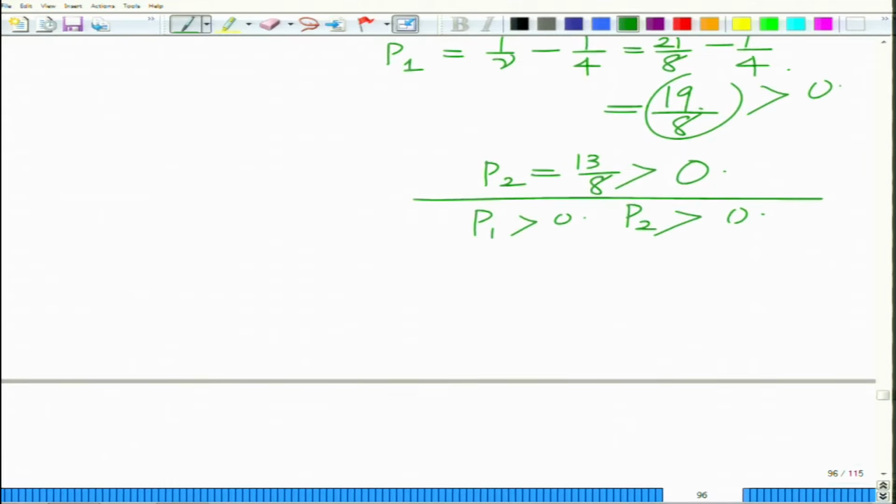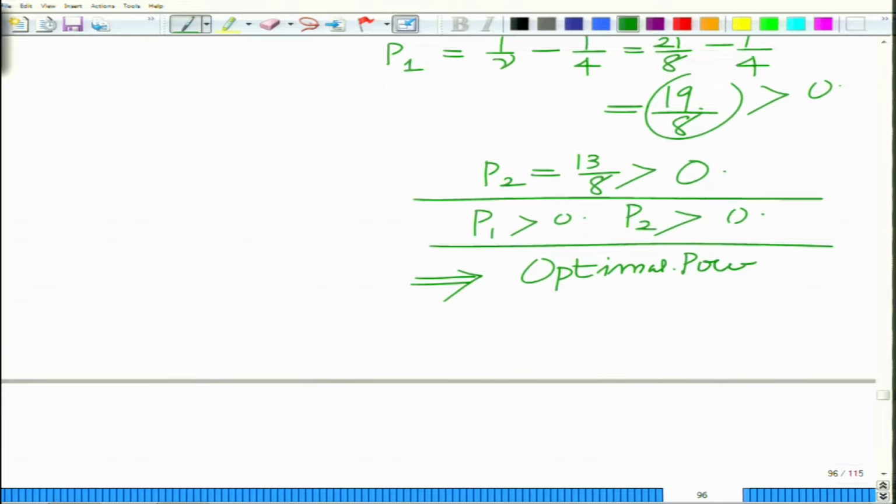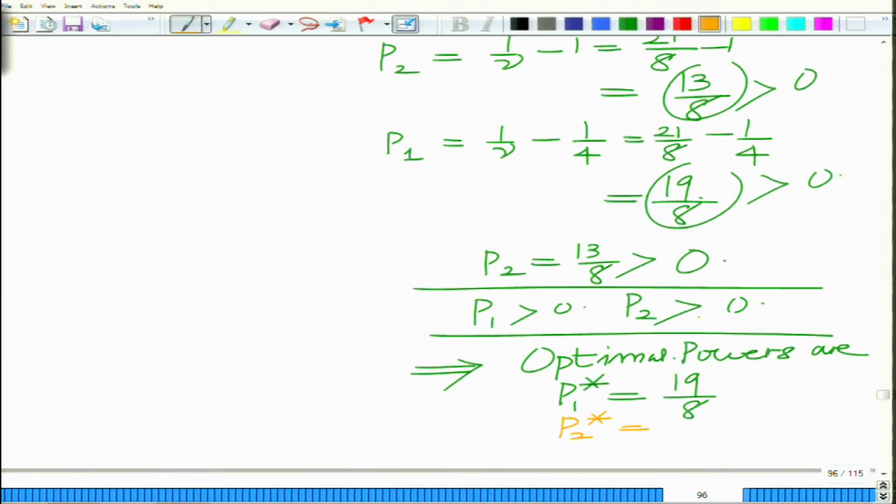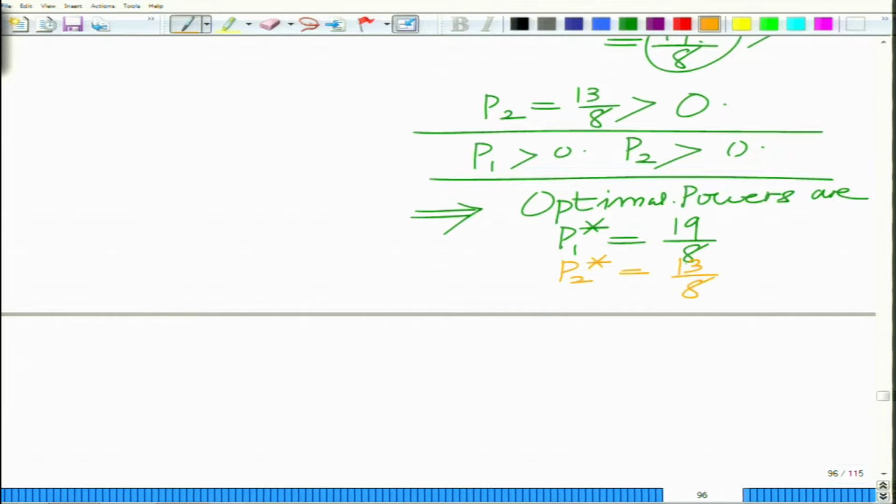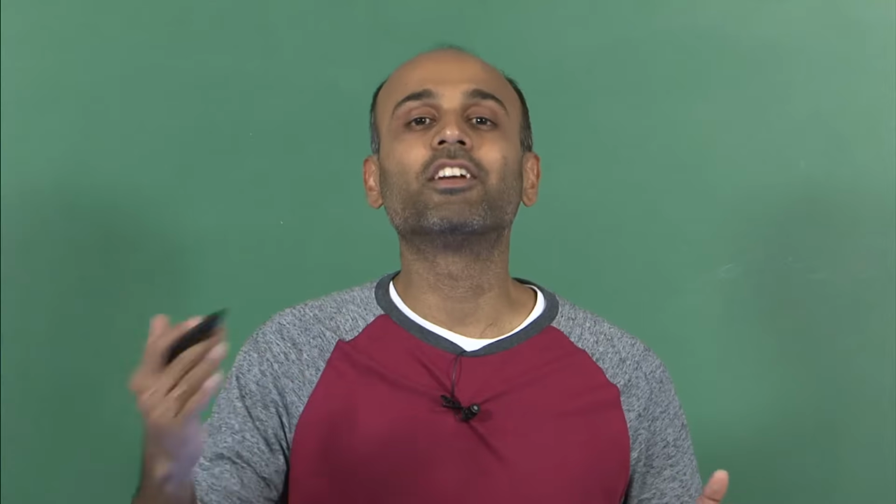So, original assumption holds, P2 greater than 0, P1 greater than 0 implies that optimal powers are indeed P1 star equals 19 by 8 and P2 star equals 13 by 8. Now, if one of the powers would have been negative, for instance, let us say P2 star would have been negative, then that implies our original assumption is incorrect. So, therefore, we have to assume something else and then redo it.